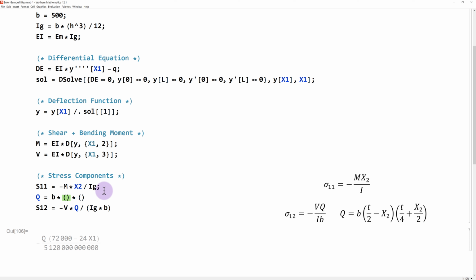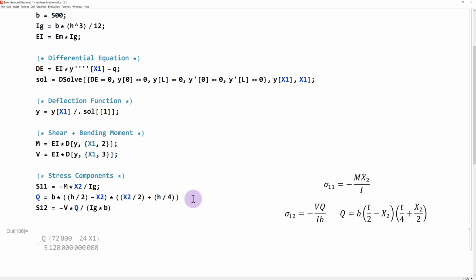Now, the first part in bracket 1 is simply going to be the height of the beam divided by 2 minus x2. And then in the second bracket, we have x2 divided by 2 plus the height of the beam divided by 4. So even though it looks really bad looking at the Mathematica code equation for it, it's much easier to see if we just look at the actual equation that, of course, is on the screen right now.